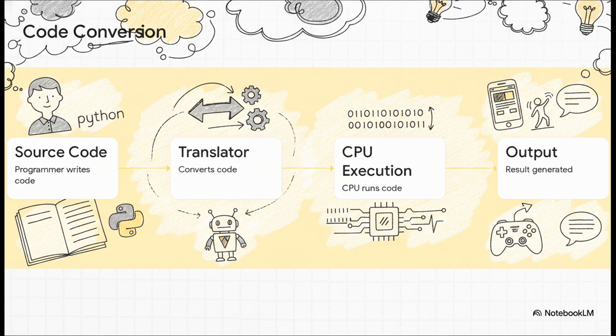Here's the exact path. Step 1, the programmer writes the source code in a language like Python. Step 2, we hand that code over to our guide, the translator. Step 3, the translator converts it into binary, machine code, and feeds it directly into the computer's CPU. And finally, step 4, the CPU executes those instructions and generates the output, whether that's displaying text, loading a web page, or moving a character in a video game.